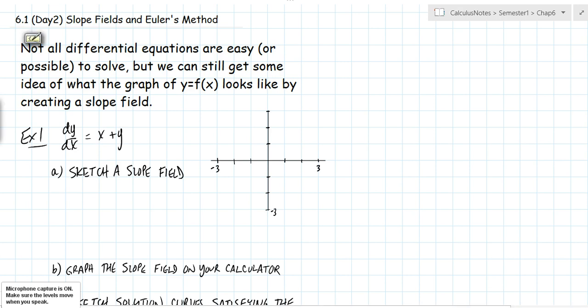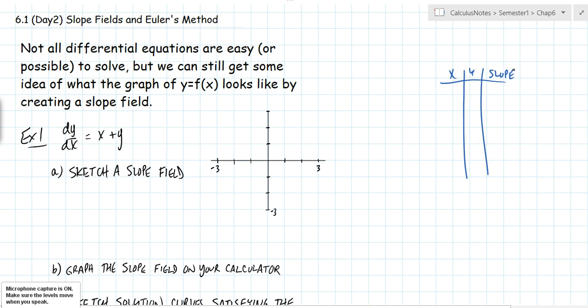So for this first example, we have a differential equation that is written in terms of x and y. We can use that to put slope indicators on the graph indicating that if the curve goes through a certain point, what the slope might be. For example, let's go ahead and set up a table of values, and we'll chart the slope.